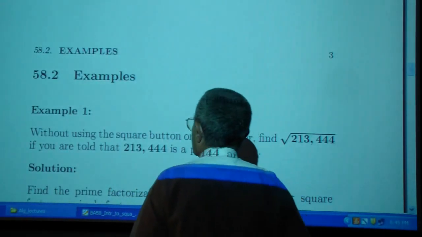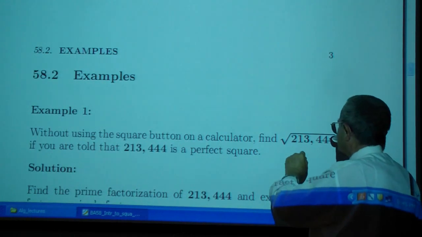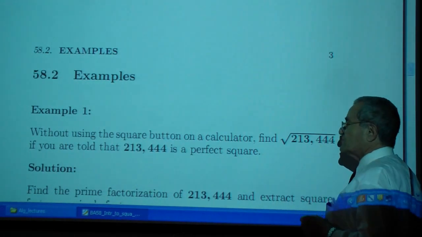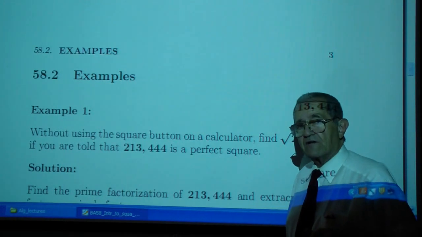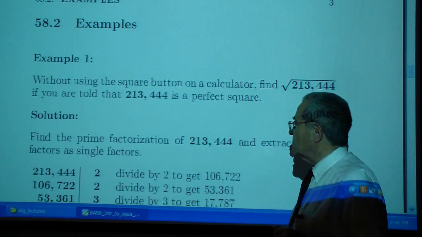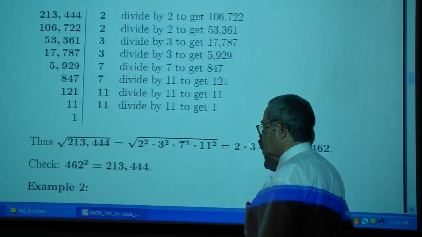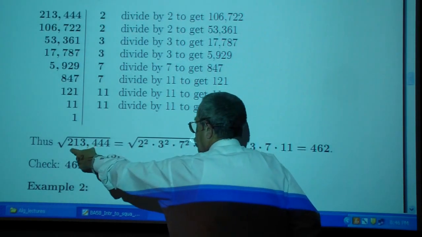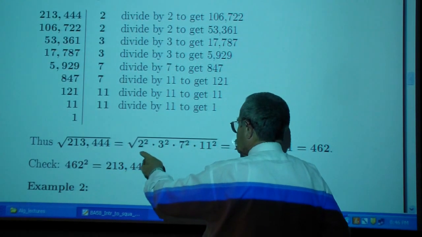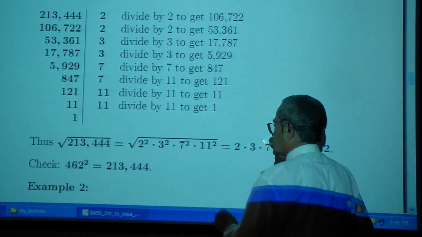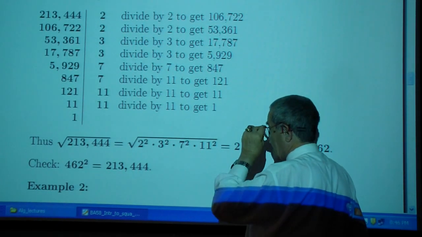Examples. Without using the square root button on the calculator, find the square root of 213,444 if you are told that this is a perfect square. Otherwise, I wouldn't bother. So I would do a prime factorization here, and I'm coming up with the number 213,444, which is 2 squared times 3 squared times 7 squared times 11 squared. This is all multiplication, no additional subtraction.